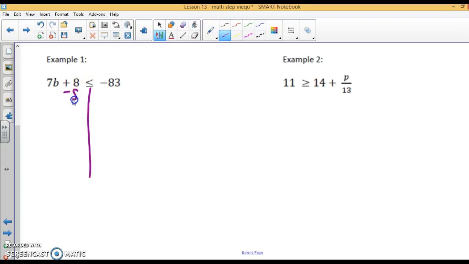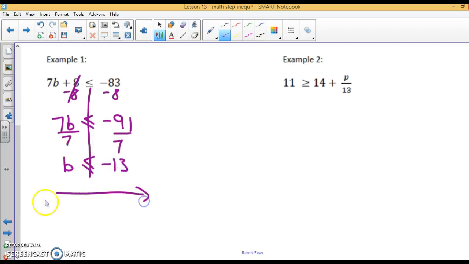To solve this, I'm going to subtract 8 from both sides. I'll have 7b is less than or equal to negative 91. Divide both sides by 7, and I get b. I am not switching the inequality because I'm dividing by a positive number. I get b is less than or equal to negative 13. Draw my graph. Here's negative 13. I'm going to have a solid circle because it's equal to, and shaded left. Variable always on the left before you try to graph it.